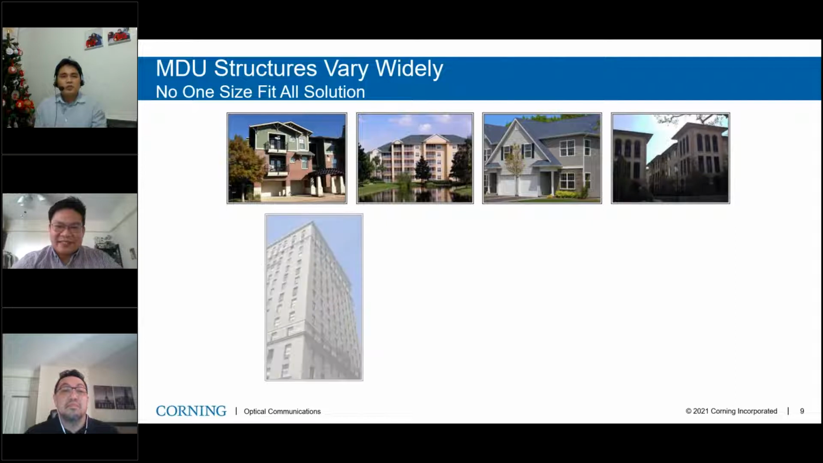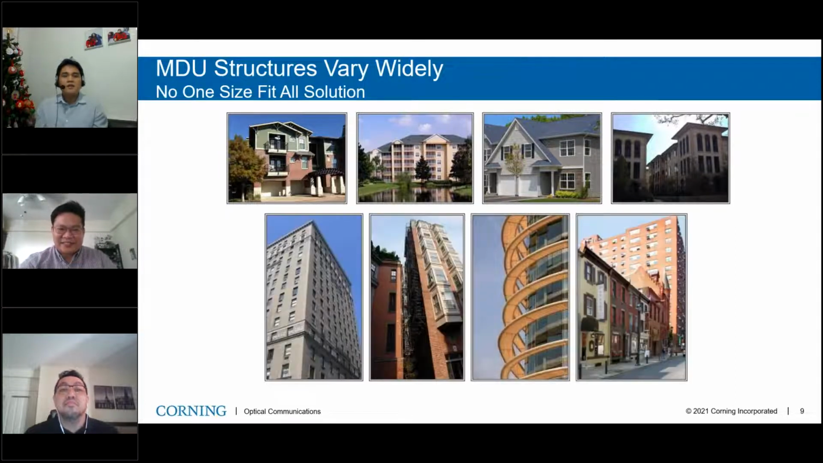Multi-dwelling units come in all shapes and sizes, ranging from high-rise buildings, medium-rise buildings, low-rise buildings, small condominiums, or multi-use properties with a combination of business and residential customers. With this, no two MDUs are exactly the same in appearance or construction, nor is the solution for one going to fit into others. So each building needs to be treated and approached differently.